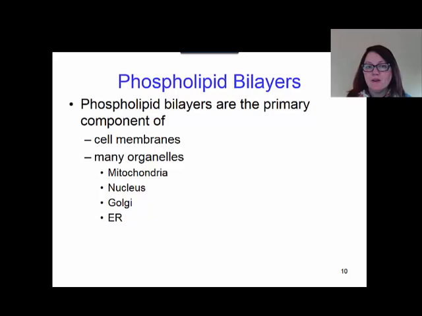So phospholipid bilayers are the primary component of cell membranes. So I want to talk a little bit more about those. But I also wanted to mention that phospholipid bilayers are also important to the structure of many organelles. So not only do they form that main component of the cell membrane, but these phospholipid bilayers form the majority of the organelles that we find inside of cells. Mitochondria, the nucleus, the Golgi apparatus, and the endoplasmic reticulum are all examples of organelles that are composed of a phospholipid bilayer.